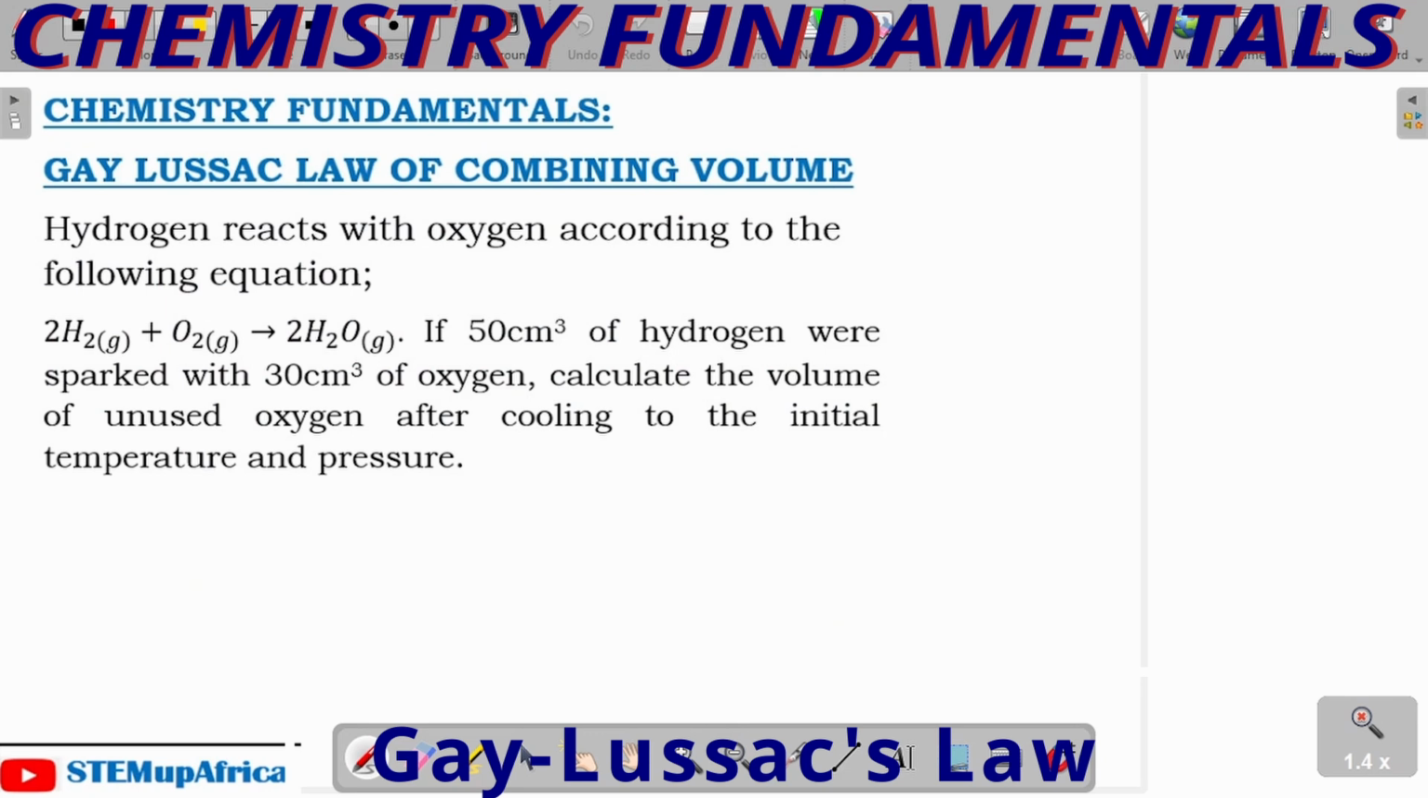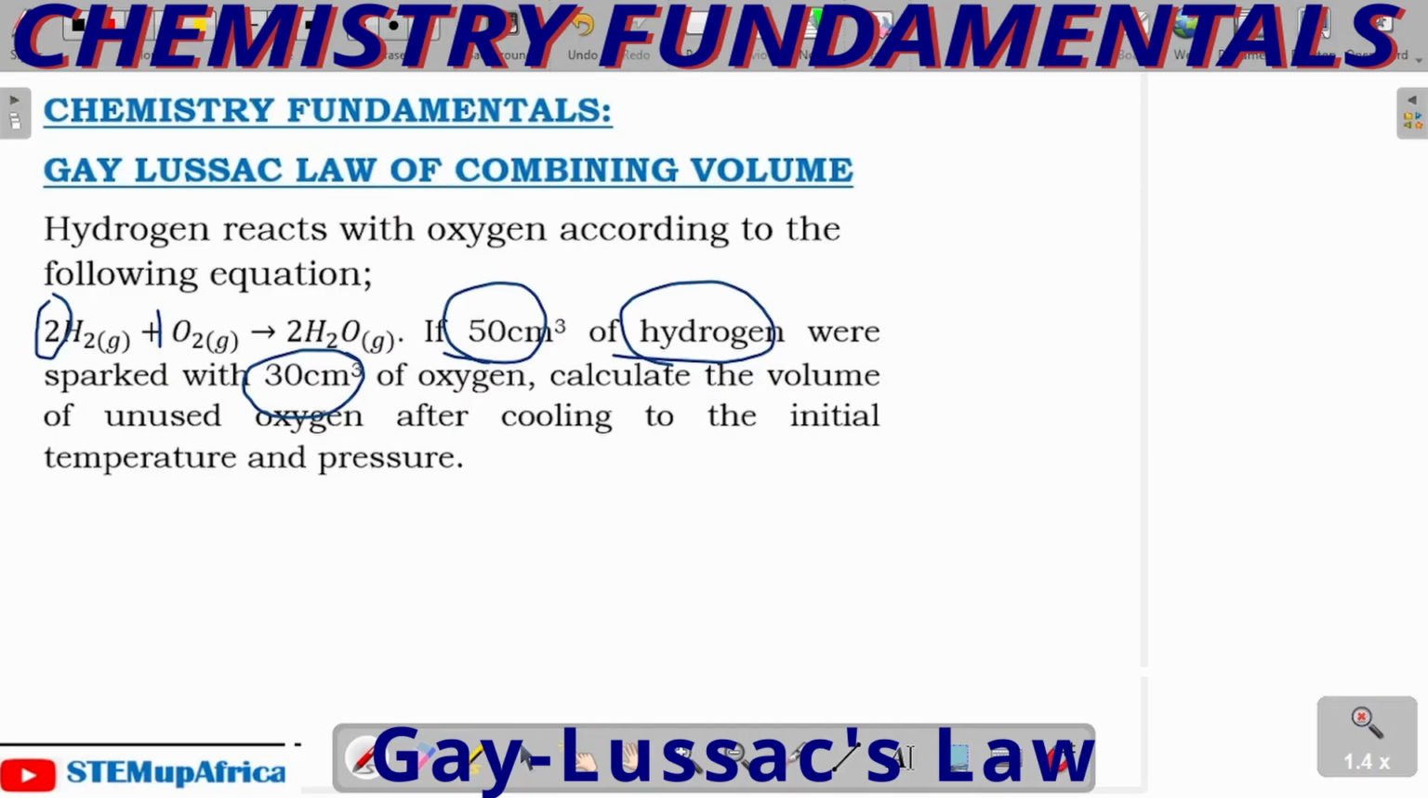So this is what we have. Hydrogen reacts with oxygen according to the following equation. From the equation we see we have two moles of hydrogen and one mole of oxygen, and we also know that it produces two moles of water. They are now telling us 50 cm³ of hydrogen, which has a mole ratio of 2, and 30 cm³ of oxygen, which has a mole ratio of 1 according to the equation. We are asked to calculate the volume of unused oxygen after cooling to the initial temperature and pressure.